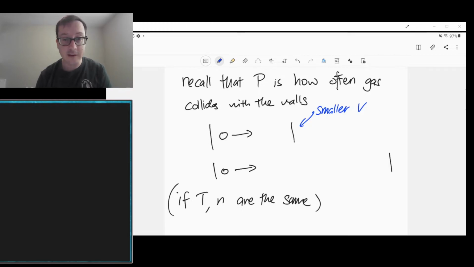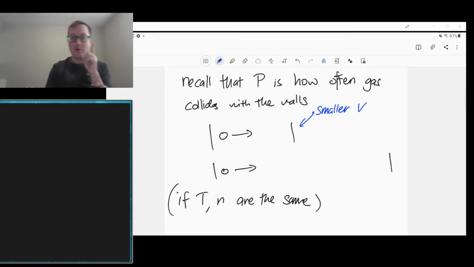The first one is going to hit the wall more frequently if they're moving at the same speed. So I will try to be a metronome here. I'm hitting the walls at this frequency. And now I'm going to move at the same speed, but I'm going to go a farther distance.